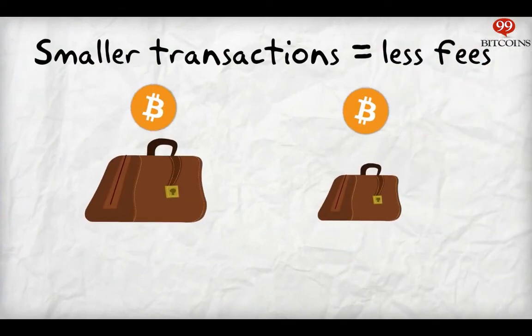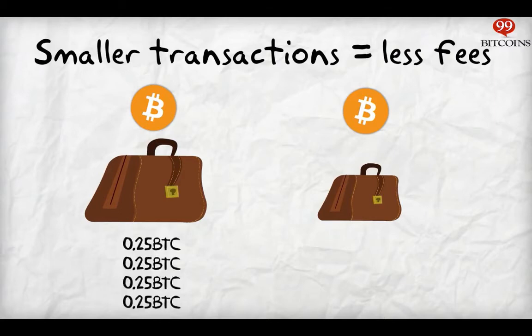Each transaction is made out of inputs. The less inputs used to compile a transaction, the less fees will be required. So if you were to send 1 bitcoin and use 4 inputs of 0.25 bitcoins, it is more likely that this will require a fee than if you were to send just 1 input of 1 bitcoin.